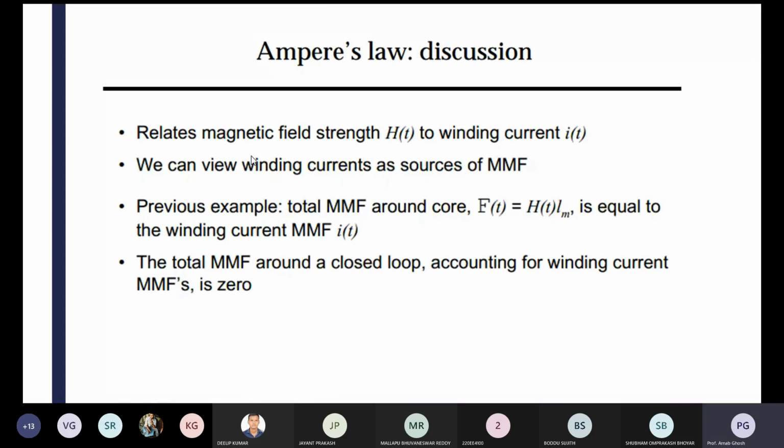We can treat the winding currents as sources of MMF. In the previous example, the total MMF around the path F(t) equals H(t) l, which now equals the winding MMF i(t). H(t) is a function of i(t), so you can replace it with N into I. So the MMF F(t) equals N I into L, NIL, you know that one.